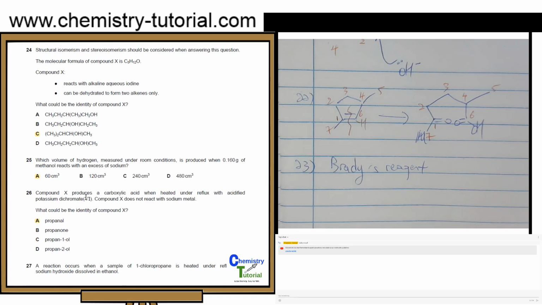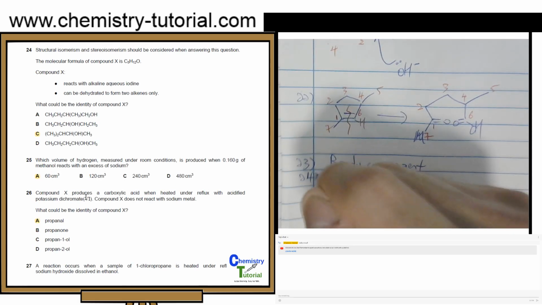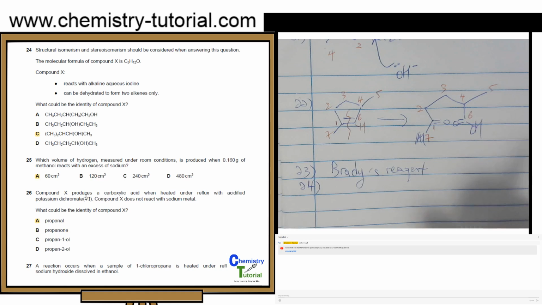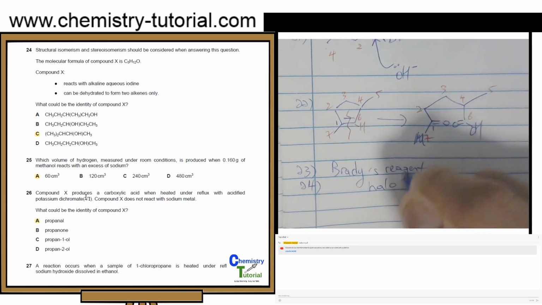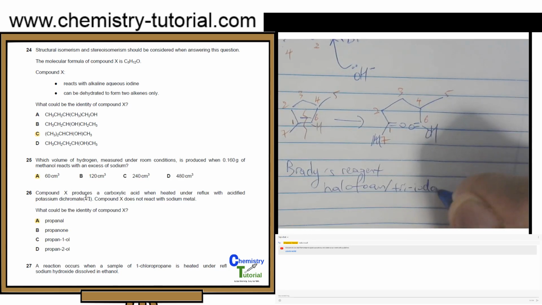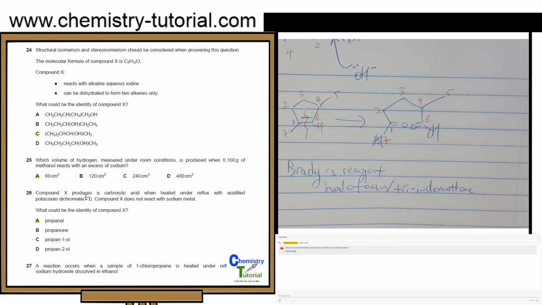Let's look at question 24. Structural isomerism and stereoisomerism should be considered when answering this question. The molecular formula of compound X is C5H12O. If you know your degree of unsaturation calculation, you notice that its degree of unsaturation is 0, which means that everything is saturated, everything is single bond. So it reacts with alkaline aqueous iodine. This is a haloform test, or sometimes people call it the triiodomethane test, because it will generate a yellow PPT, which is CHI3.